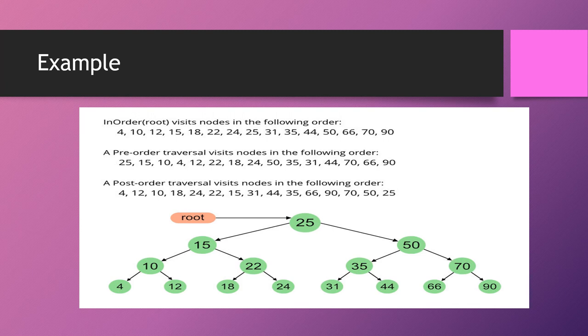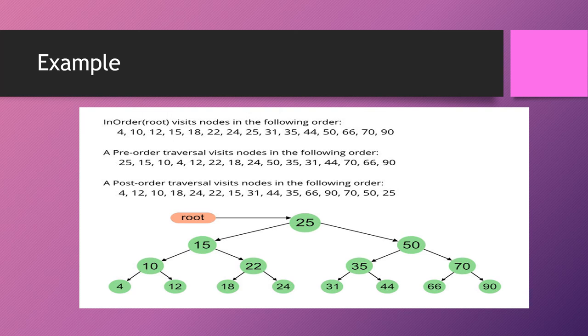Again, it visits 35, after that 50, but these are completed. So it visits 70 because this is the root node. After the root node, the left node is 66 and the right node is 90. So this is about the pre-order traversal technique.